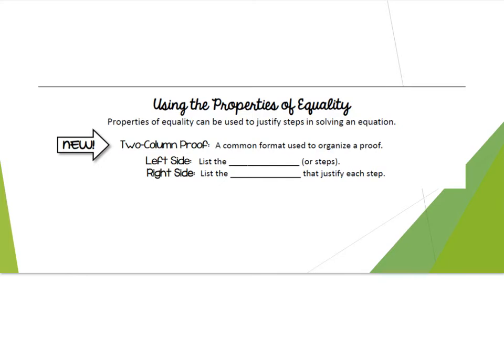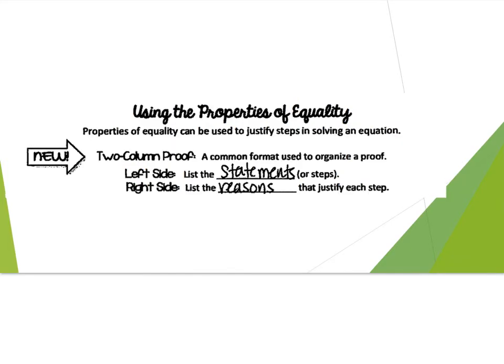So what we're doing in this unit, we're going to be writing something called a two-column proof. And what you're going to notice with the two-column proof is there's going to be a left side and there's going to be a right side. On the left side, we will have all of our statements or our steps. On the right side, we will have our reasons that will justify each step. So if we notice that something was being added to both sides in our statement, our reason would be the addition property of equality.